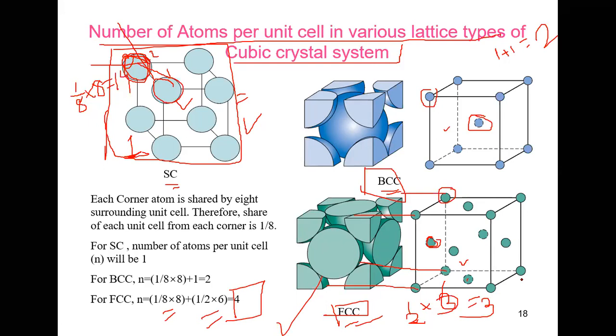So we have seen that the number of atoms per unit cell in the case of simple cubic is 1, in the case of body centered cubic is 2, and in the case of face centered cubic crystal is 4. Okay, so so far we have calculated the atomic radius. Atomic radius R is equal to a by 2 in the case of simple cubic, and the number of atoms is 1.